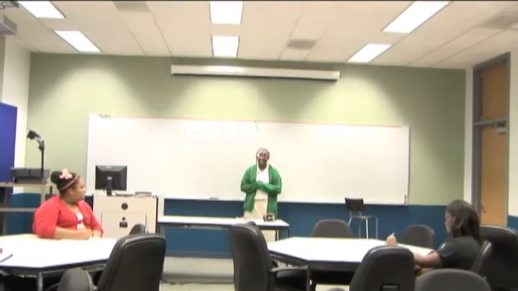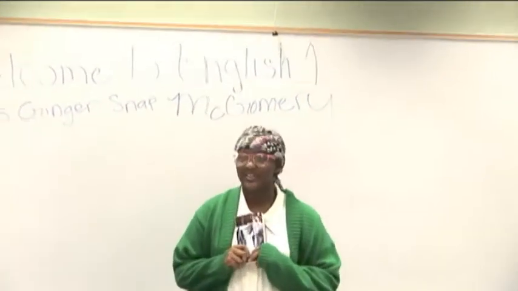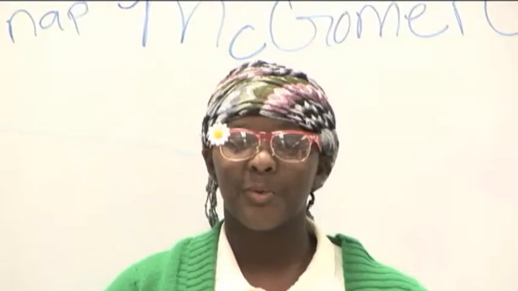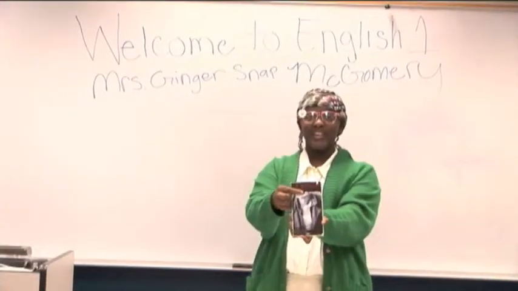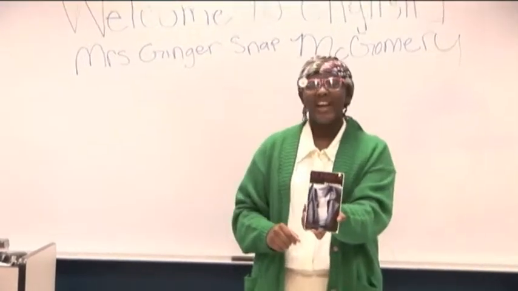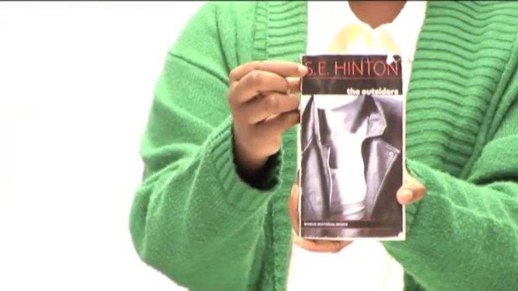Today we will be studying the parts of the book. The book that we will be looking over is The Outsiders by S.E. Hinton. So, we will cover this book from the outside to the inside. The first part of the book is the cover. The cover usually has a very big picture, the title of the book, and the author's name.